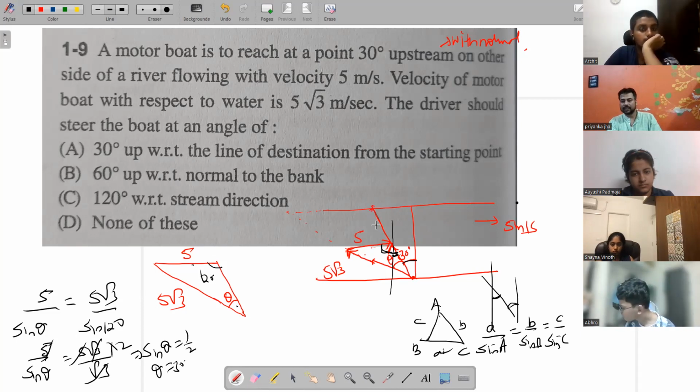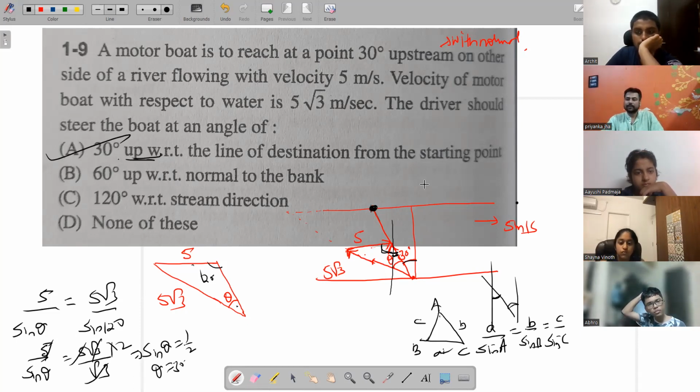So 30 degrees with respect to the line of destination. This is the line of destination, because now we are reaching over here. So theta is 30: 30 degrees with upstream, with respect to the line of destination, from this straight point. Understood?